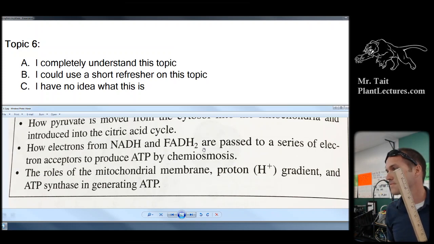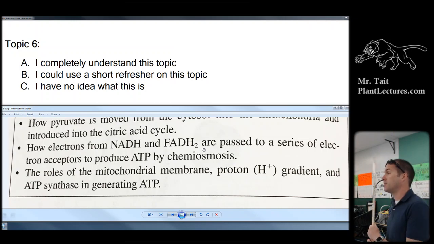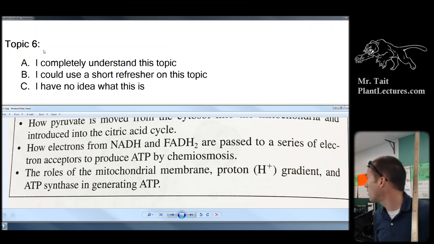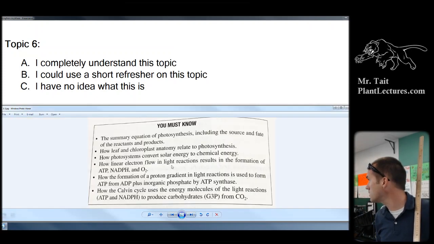The gradient, is this the one that's created by the superconductor? No, that's in photosynthesis. Okay. So this gradient is created through the electron transport chain. Okay. All right. So now the last piece here is this one.